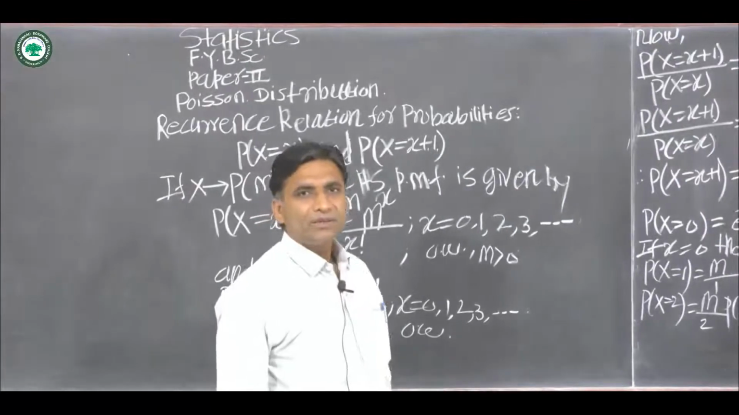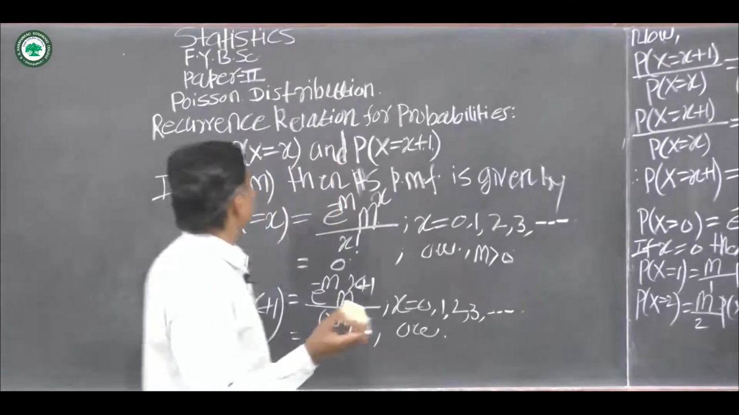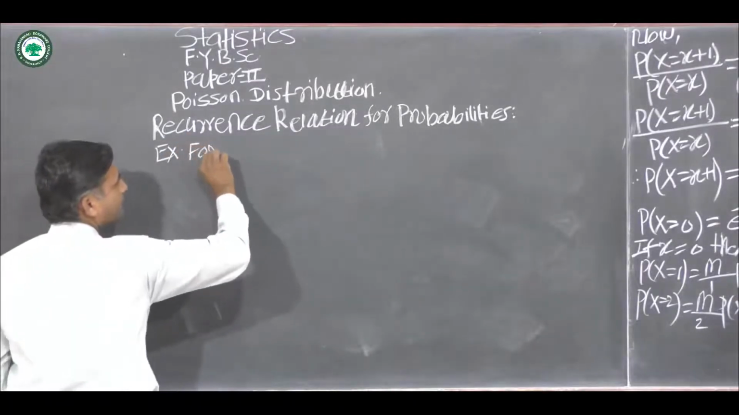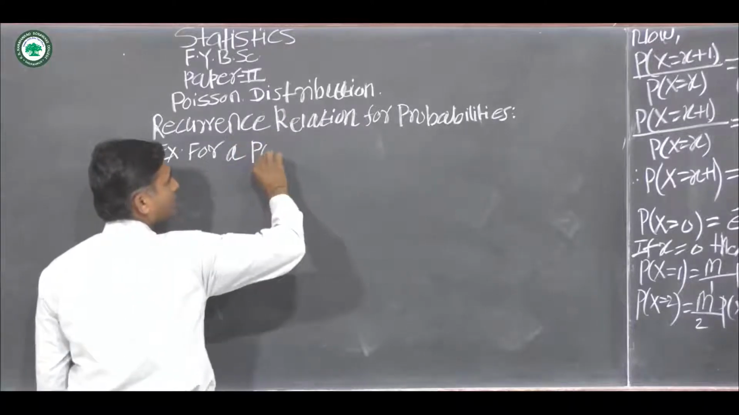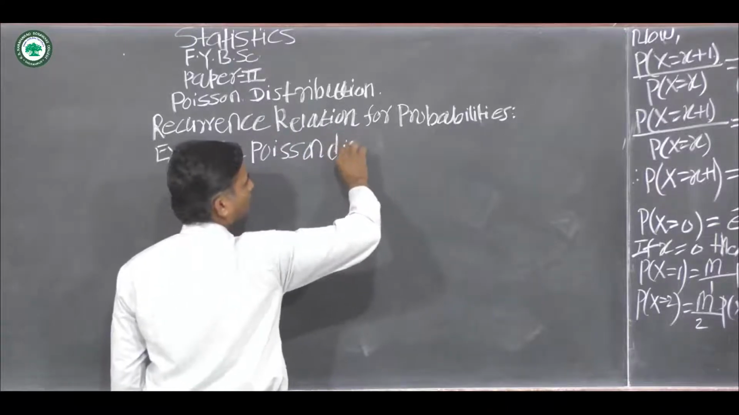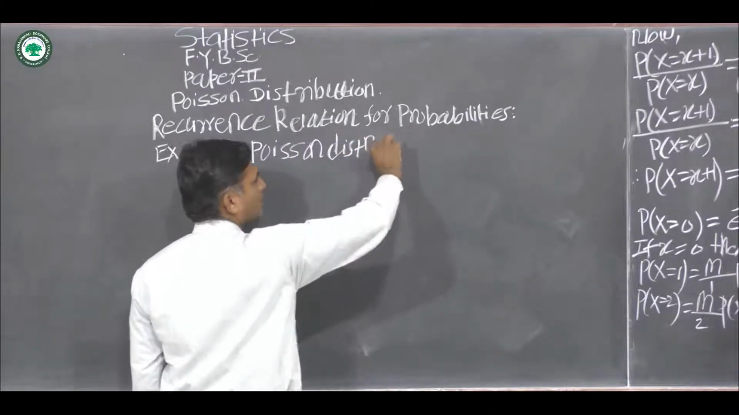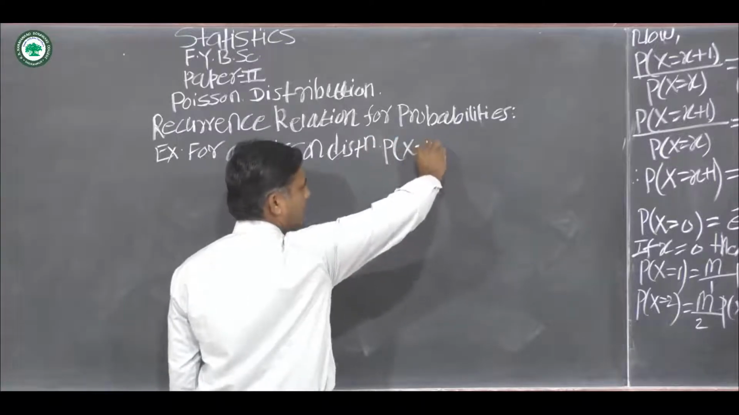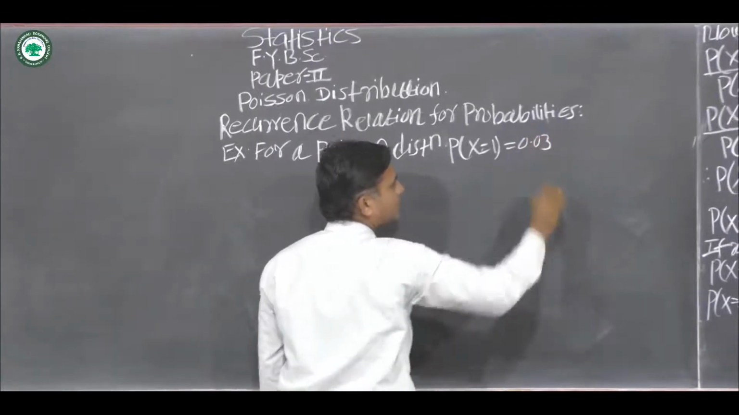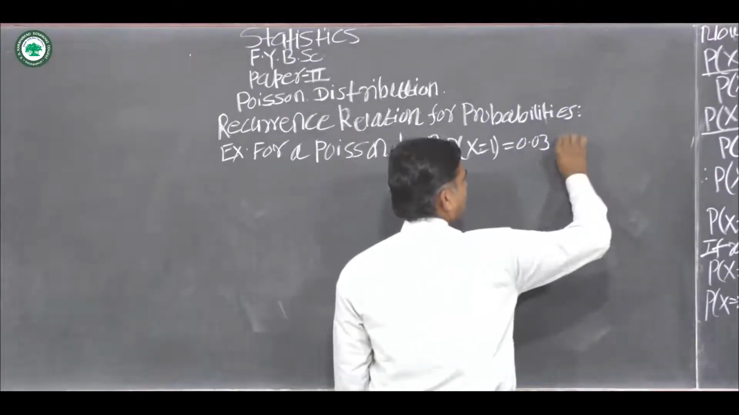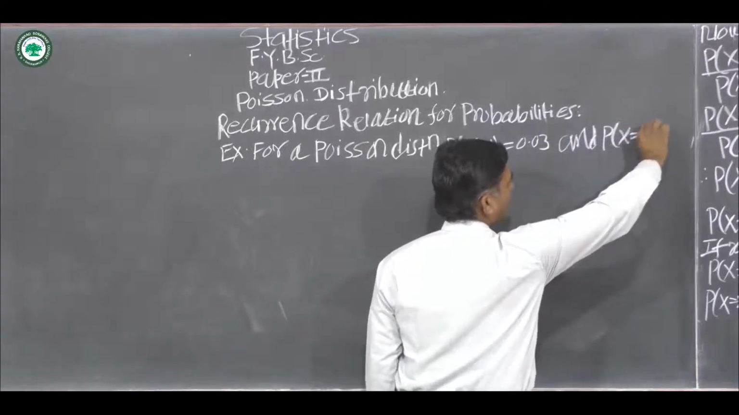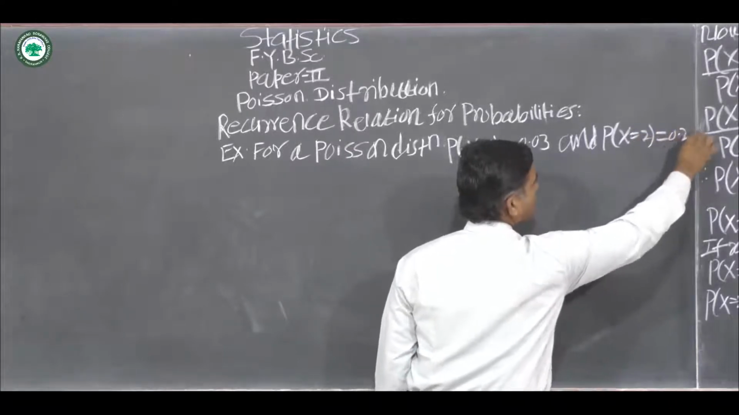Now we see one example on this. Example: for a Poisson distribution, probability of x equal to 1 is equal to 0.03, and probability of x equal to 2 is equal to 0.2.